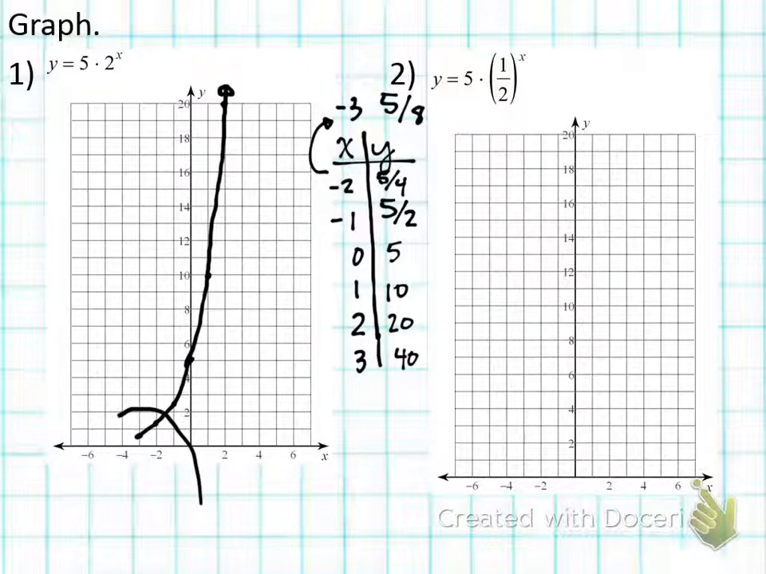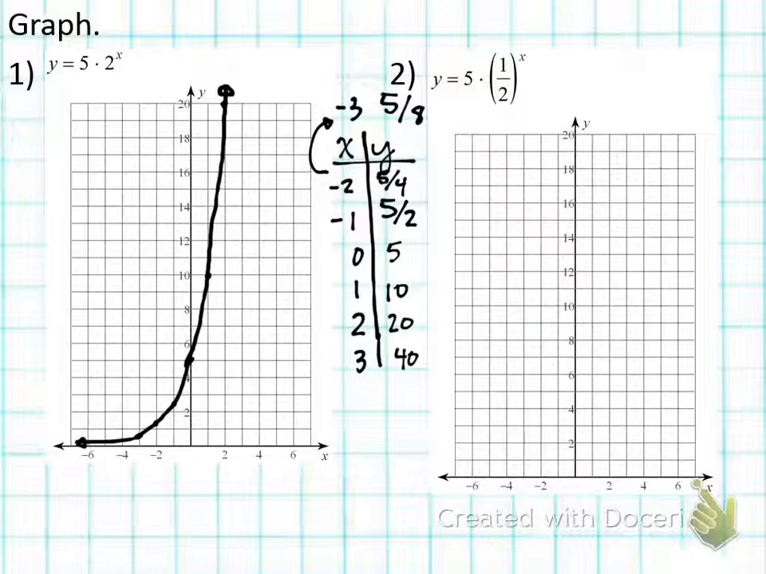I'm going to put little arrows at the end, and it will look like that. All right. So this graph is growing quickly. It's exponentially growing. So the last step I need to ask myself, I have to identify, is it a growth or decay?